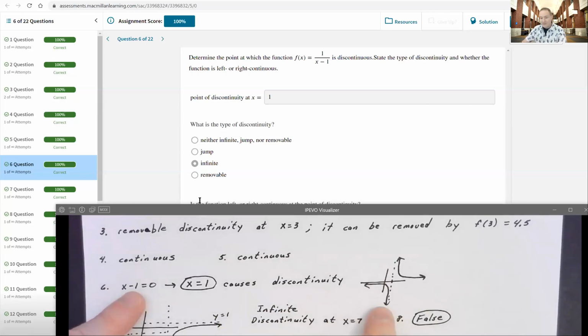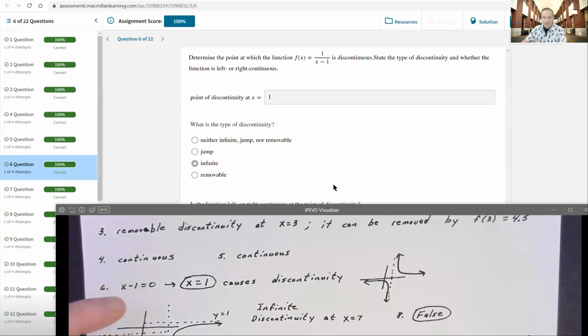And that type of discontinuity is called an infinite discontinuity. So you can't remove it. It's not a finite jump in y value from here to here. It's an infinite jump. So we can say, okay, it's an infinite discontinuity.